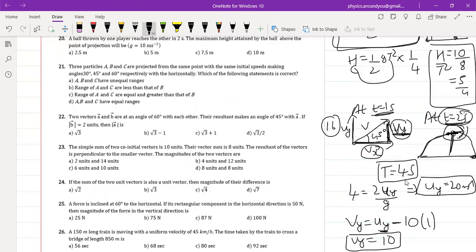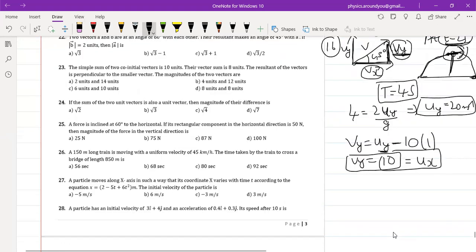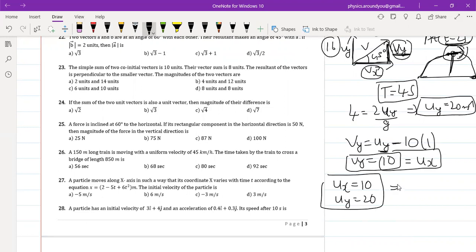But guess what? Since it's making an angle of 45 degree, this is also equal to the horizontal component, which is 10 meter per second. So I have the following data with me. I know that ux is 10, similarly uy is 20. From these, I can tell ux is 10, uy is 20. What should be this angle? Theta. So that tan theta should be equal to 2, or theta should be equal to tan inverse 2.